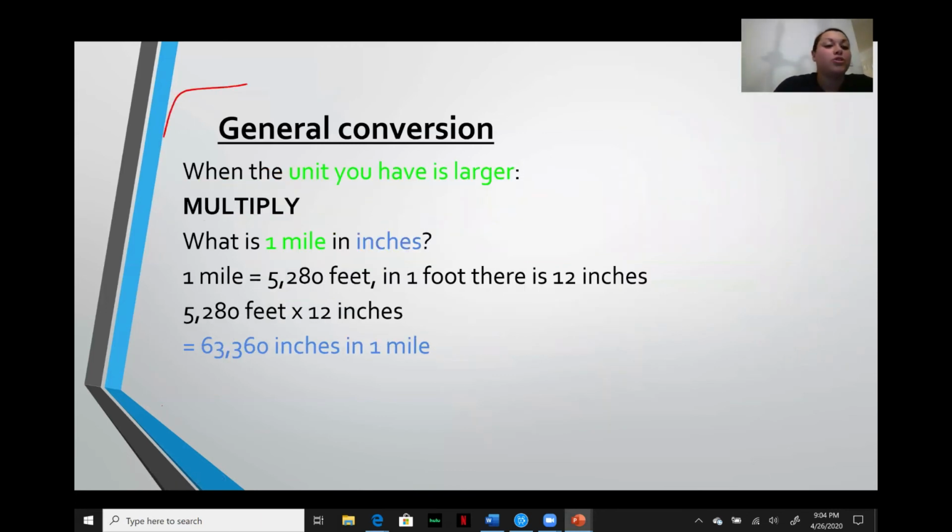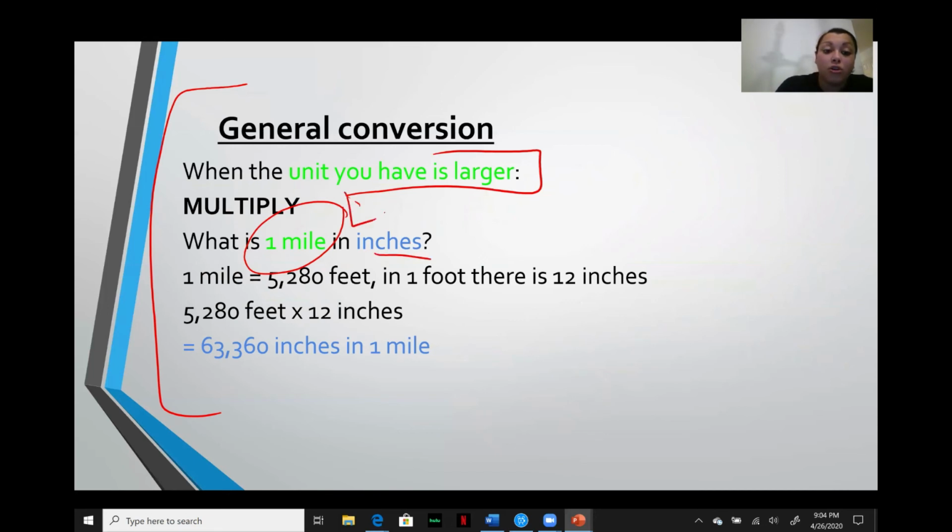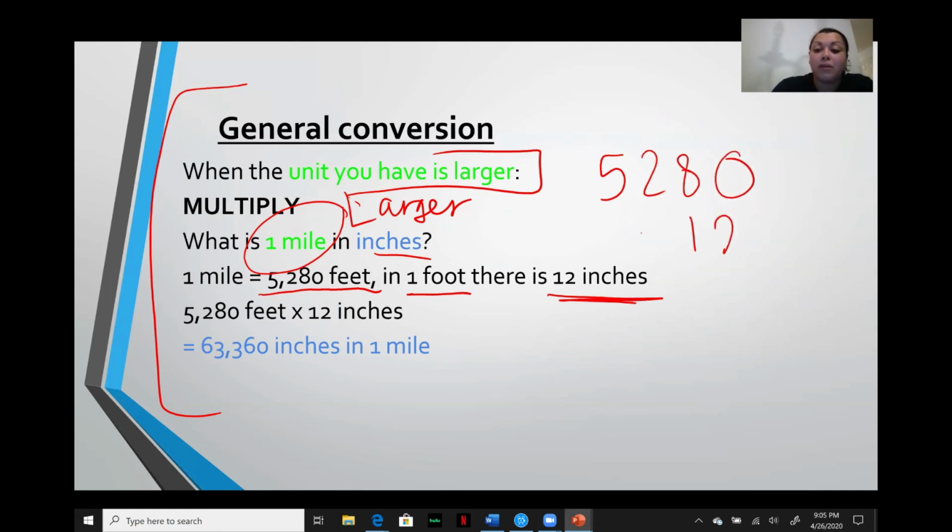Okay, and then the last one. So this is when you have a unit that is larger. So if I have the unit 1 mile, and I'm trying to find what it is in inches, 1 mile is larger than inches. So if I look, 1 mile is 5,280 feet. Each foot, there's 12 inches. So I have 5,280. I'm going to multiply it by 12, and I'm going to get how many inches there are in 1 mile.